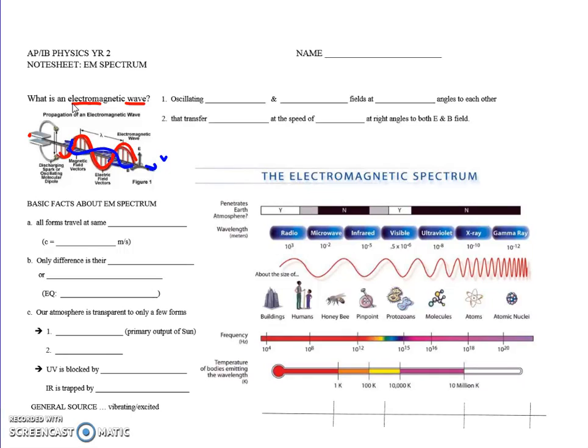So an electromagnetic wave is oscillating electric and magnetic fields at right angles to each other. Okay, so that's the first thing you would have to be able to define. And what do they do? Well, they transfer energy. Let's not forget that. That's often lost in the conversation about what exactly light is. It's a transfer of energy.